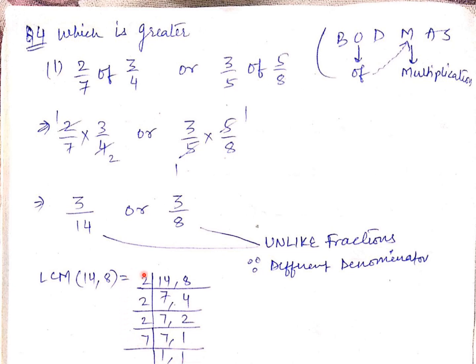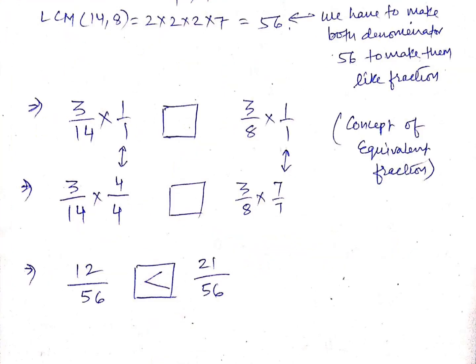Therefore the product of these numbers is the LCM. So you can say 2 into 2 into 2 into 7 is the lowest common multiple of 14 and 8. Let's see. So the LCM of 14 and 8 is 2 into 2, 4, 4 twos are 8, 8 sevens are 56. So 56 is the LCM. So we need to make both the denominators as how much? 56. Then only we can compare these numbers.